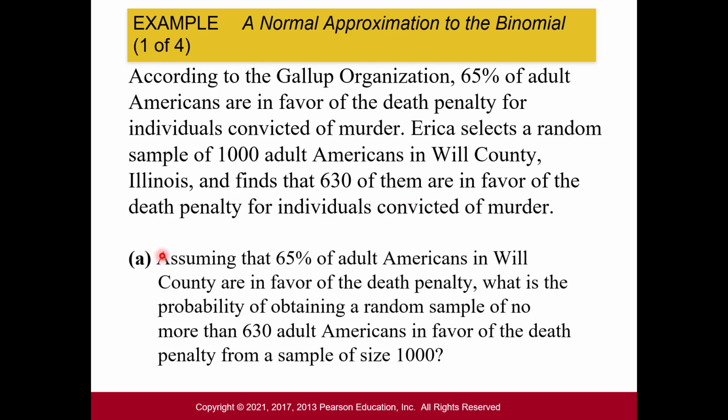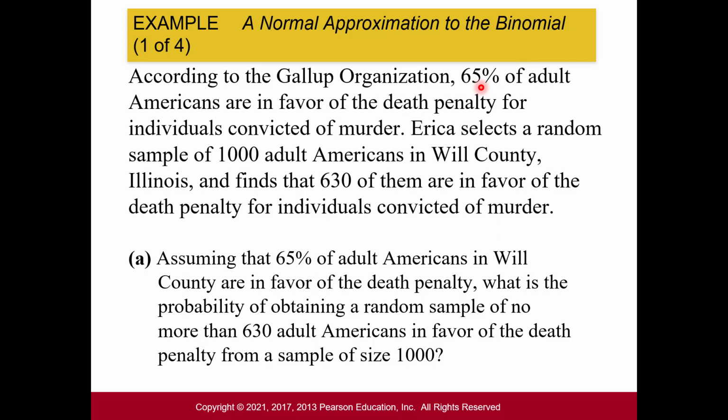So, assuming that 65% of adult Americans in Will County are in favor of the death penalty, what is the probability of obtaining a random sample of no more than 630 adults in favor of the death penalty from this sample size of 1,000? Okay, so we have our probability. In this case, success is that they are in favor. Failure would be that they're not in favor.